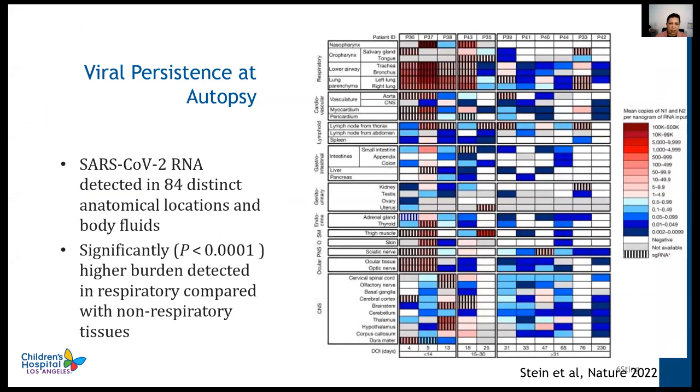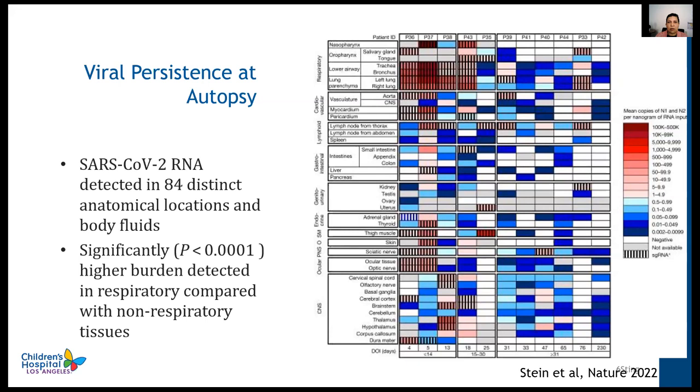So this is a recent study. I think a lot of us are very well aware of this study. So this looked at viral persistence at autopsy and included a wide range of autopsy timings from, if you look at the bottom of the slide, from within days after COVID infection up to 230 days after COVID infection. And the autopsy detected SARS-CoV-2 RNA from 84 distinct anatomical locations and body fluids.